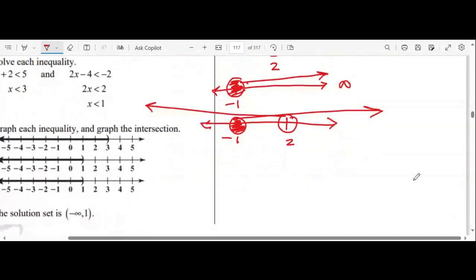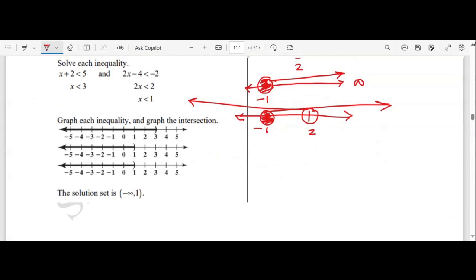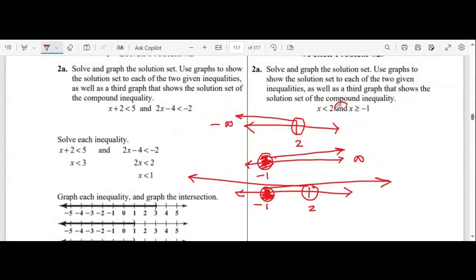Now, he's asking for "and," correct? What do we use for "and"? What is the meaning of "and"? Intersection. Okay, so we have to use intersection for that.